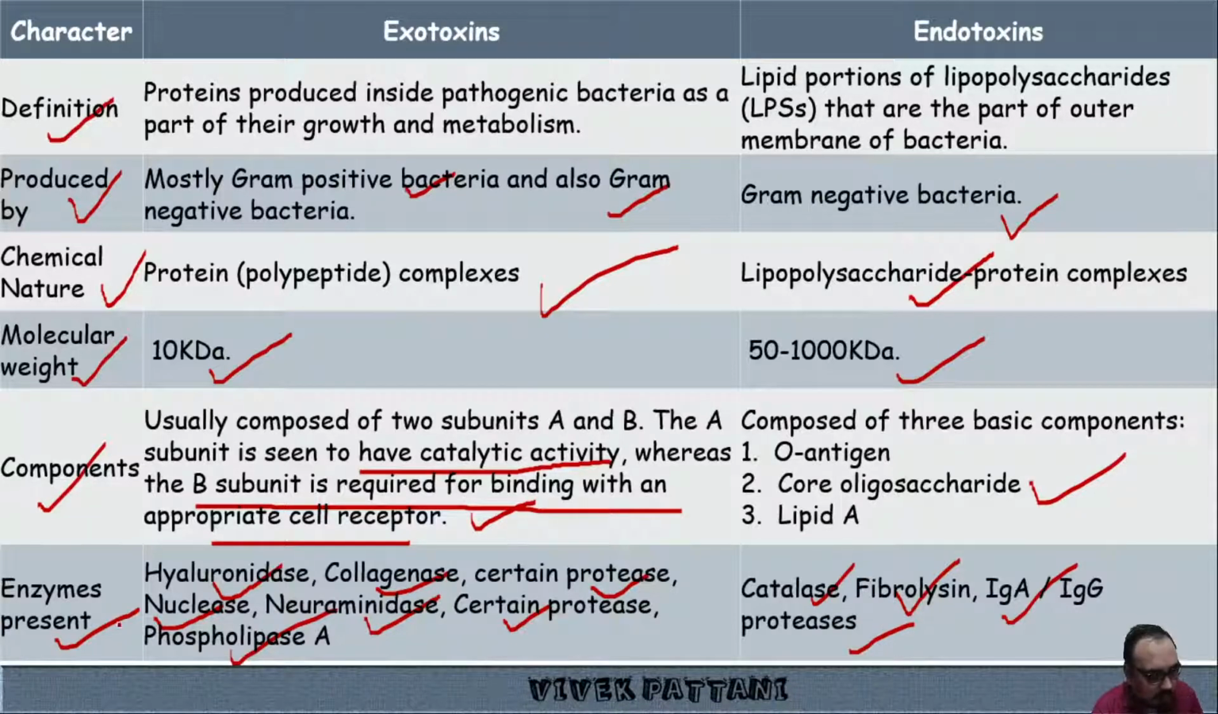I'm again repeating the enzymatic activity which may be present in the toxins. In the case of exotoxins, it includes hyaluronidase, collagenase, certain proteases, nuclease, neuraminidase, and phospholipase A. And in the case of endotoxins, it is catalase, fibrinolysin, and IgA or IgG proteases.